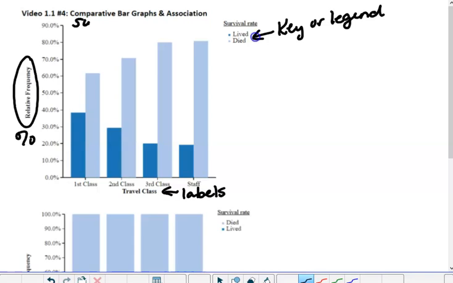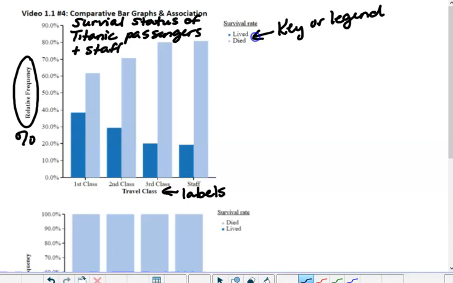So I would title this Survival Status of Titanic Passengers and Staff by class. So when you see that, that gives you information, and a really good graph would say maybe at the bottom in small print how the data was collected and so forth.